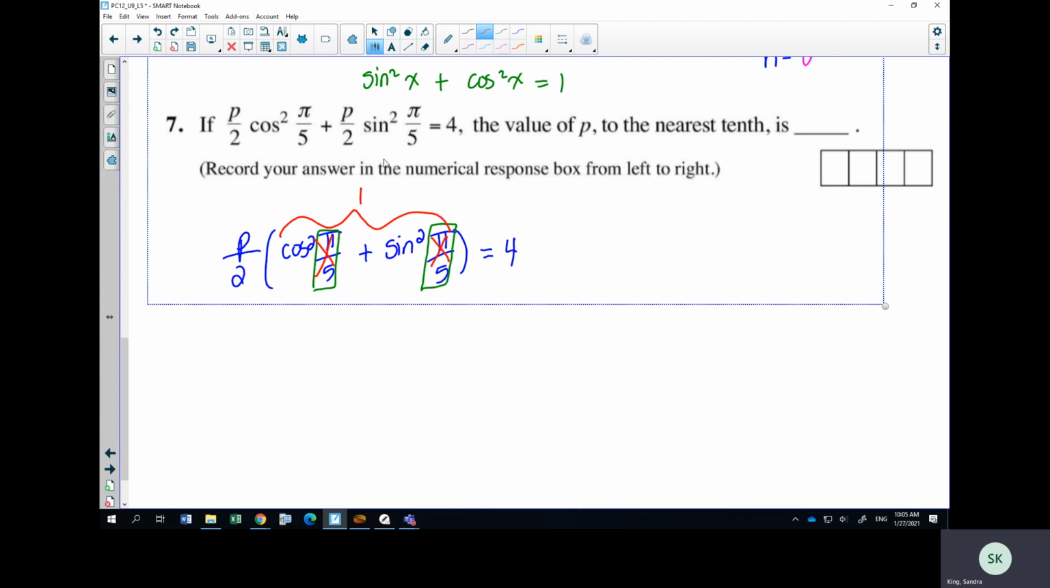So p over 2 times 1 is just p over 2, and that's equal to 4. We've got to isolate p. P is being divided by 2, so multiply both sides by 2, and we get p is equal to 8. And then it says again, the value of p to the nearest tenth is going to be 8.0.